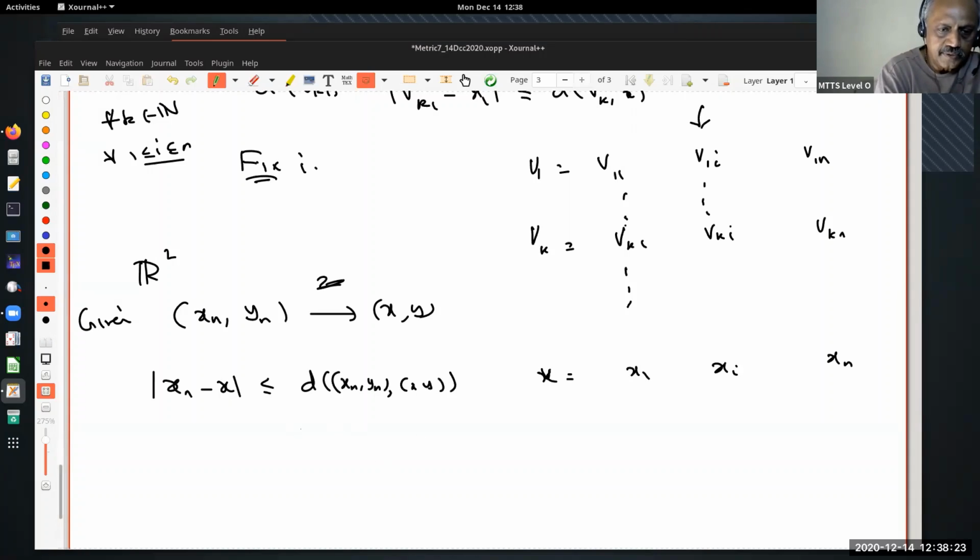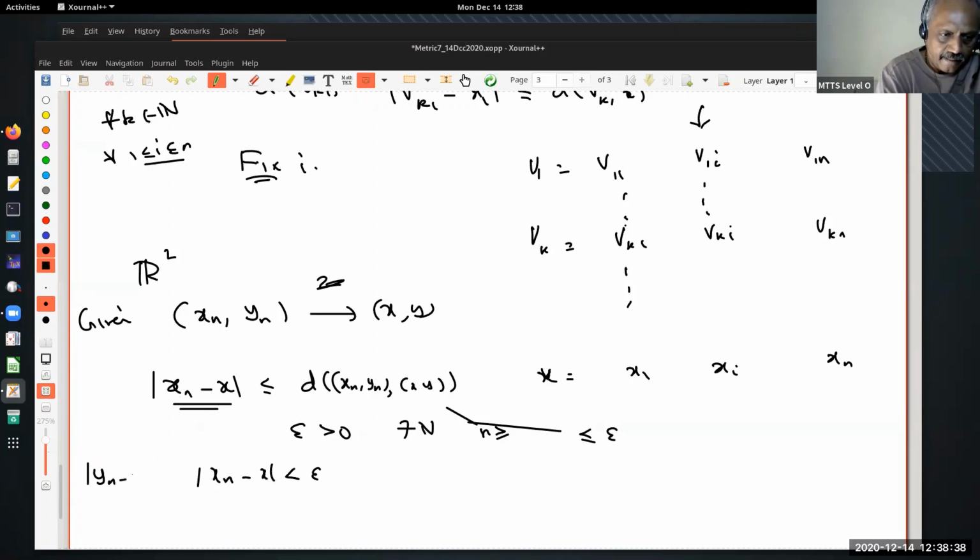Right? So if you give an epsilon positive, there is a natural number capital N so that for n greater than or equal to N, this fellow is less than or equal to epsilon. That means for all n greater than or equal to capital N, mod xn minus x is less than epsilon. Similarly for yn minus y. That means xn converges to x and yn converges to y.